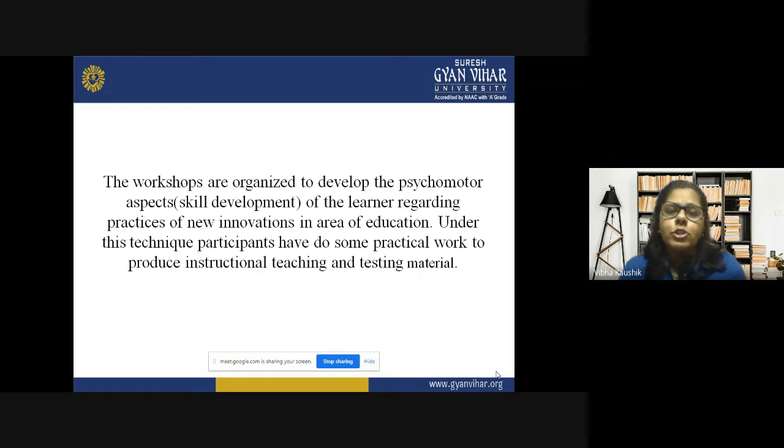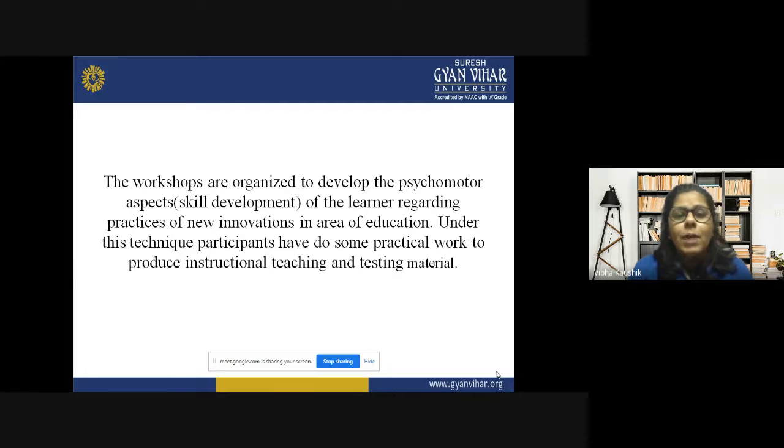Now, the introduction of a workshop. Workshops are organized to develop the psychomotor aspects. Why are we organizing a workshop? Workshops are organized by the teacher because the teacher wants to develop the psychomotor aspects among the learners or students, where we learn by doing: skill development of the learners regarding practice of new innovations, new things in the area of education, where these practices are required.